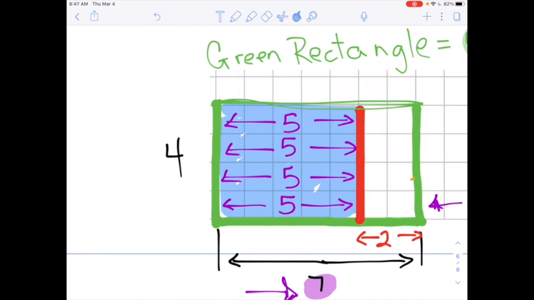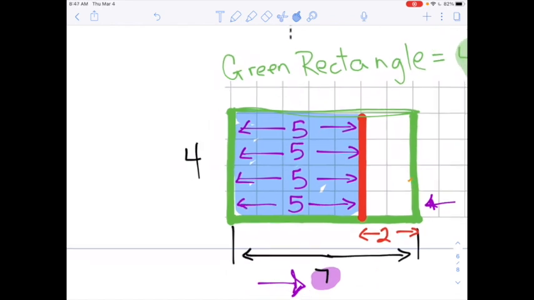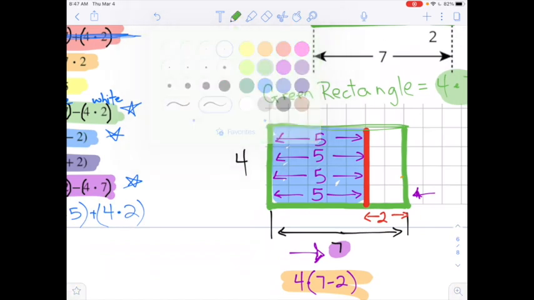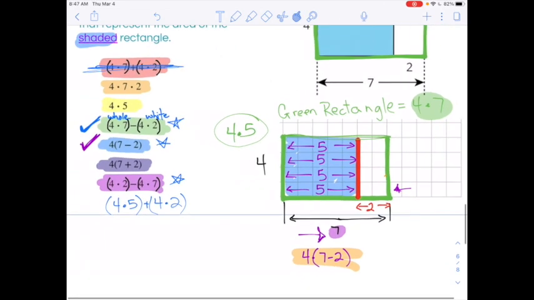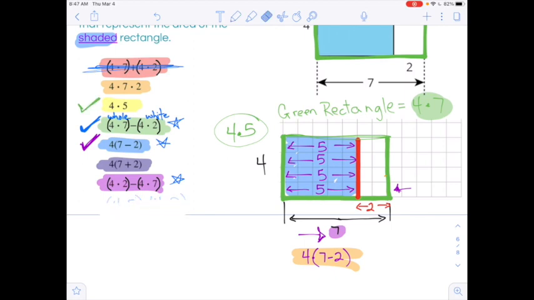But if you look inside the blue rectangle right now, we see 5 plus 5 plus 5 plus 5. We see 4 groups of 5. 4 groups of 5 is the same as 4 times 5. So this one is also correct. That's the yellow one. All right, so we need to check. It looks like there are a couple more to look at.